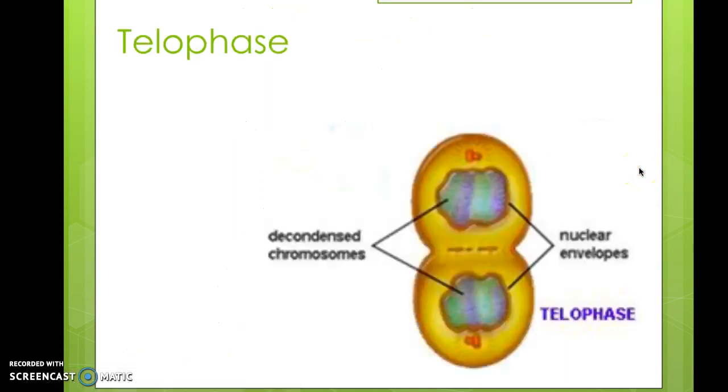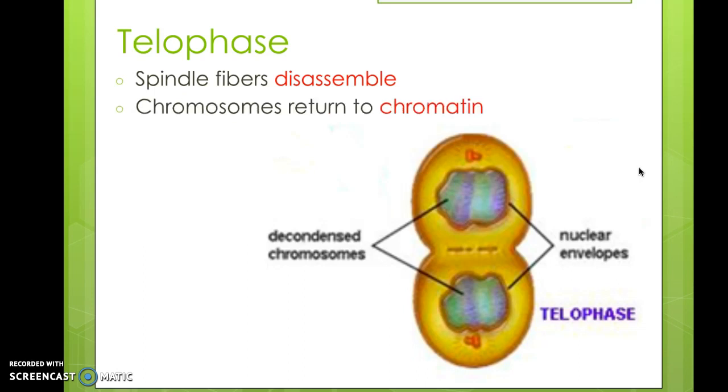Telophase is the last phase of mitosis. The spindle fibers are going to go away. They're going to break apart. They're going to get chopped up. Remember that they're proteins, so they're going to be put back into their monomer form. The chromosomes are going to return to chromatin.